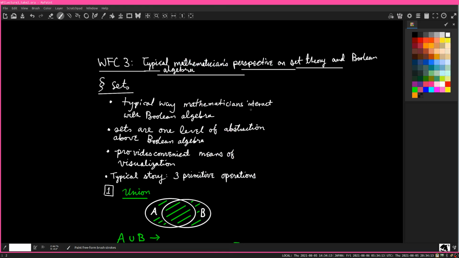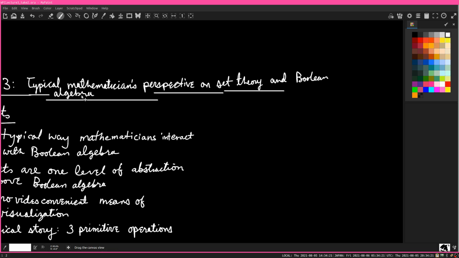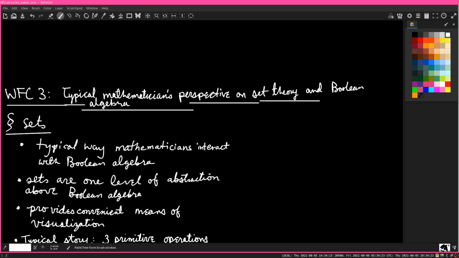So this is a bit of a diversion. It doesn't really fit into WFC, and you can skip this video without any loss in continuity. But I wanted to tell you the typical mathematician's perspective on set theory and Boolean algebra. This is the way a typical mathematician will think about this subject, which is a lot different than the way we're going to think about it.